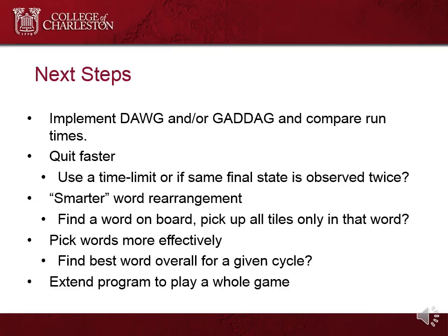There are a number of steps I could take with the program for improvements or future research. First, I could implement a dog or a gadag and observe how much faster the program runs. I could also find a way to quit seeming impossible hands faster, given that it takes about 50 minutes to quit, give or take a couple minutes depending on the word list. A time limit might be a better guideline than a turn limit. Or I could try having the program remember each final state it reaches, and then have it quit if a final state is observed too many times.